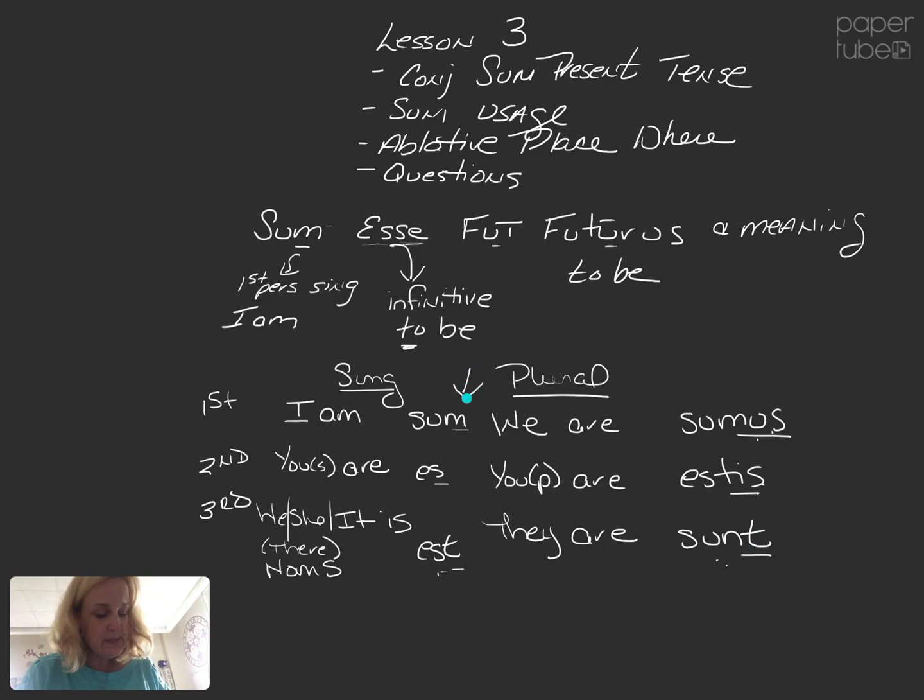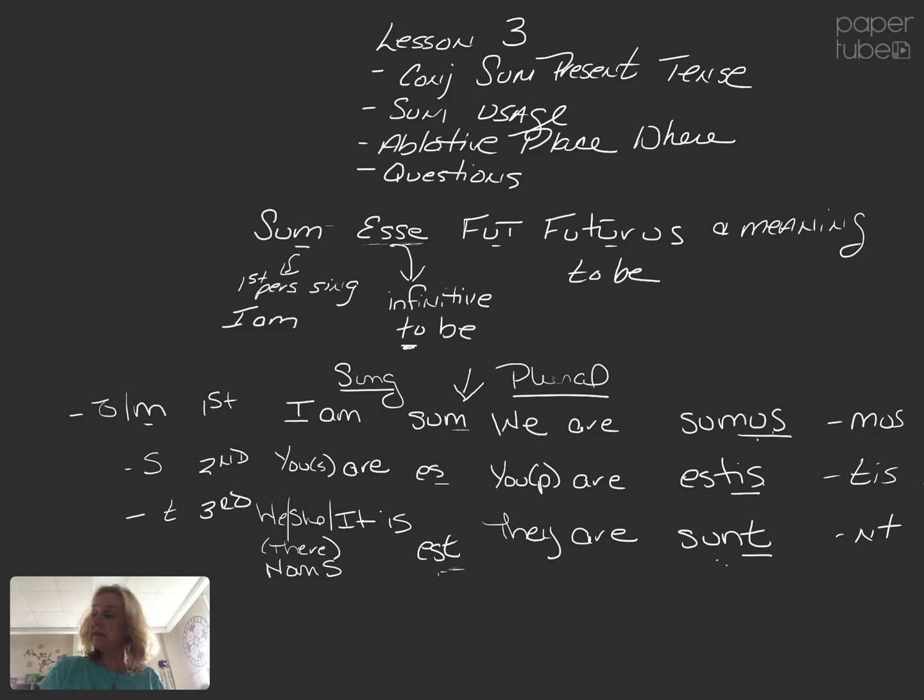This is our first example of, remember our first person was O or M? This is our first M example. We'll get others, but this is our first one. O or M, S, we still have our S. T, still have our T. Mus, tis, and T. So our rule still applies, but the formation is irregular. And you can practice this at home by chanting it. Sum es est, sumus estis sunt. Sum es est, sumus estis sunt.